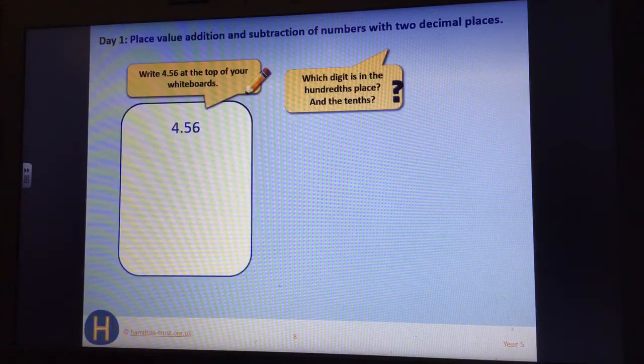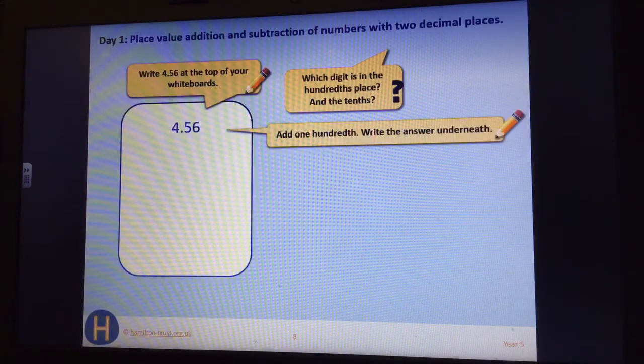Write 4.6 at the top of your whiteboards or piece of paper. Done it? Good. Now, which digit is in the hundredths place? And which digit is in the tenths place? Yes, you're right. We have 6 in the tenths place and 0 in the hundredths place. All right, cool. Let's add a hundredth. Write the answer underneath.